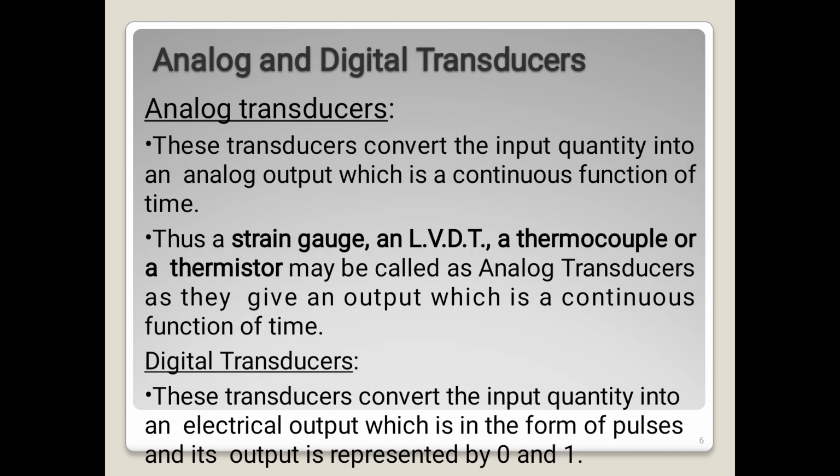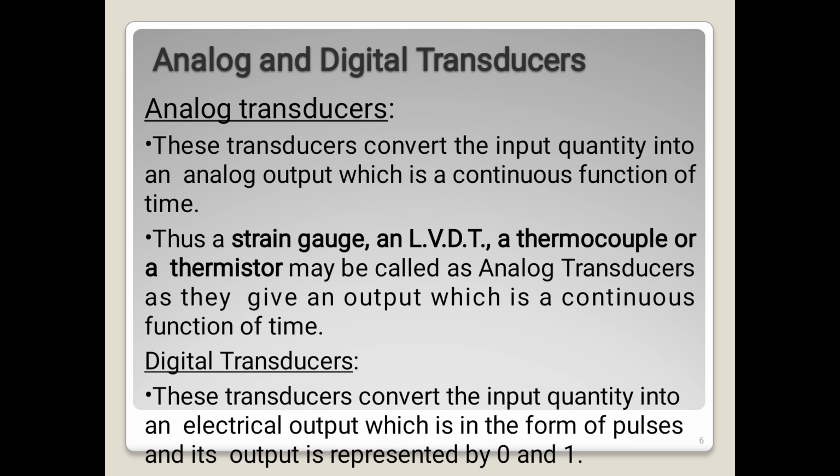Now, analog and digital transducers. An analog transducer converts the input signal into an output signal which is a function of time, such as thermistors, strain gauges, or thermocouples. So these are some of the analog transducers. Their output will be a continuous function of time.